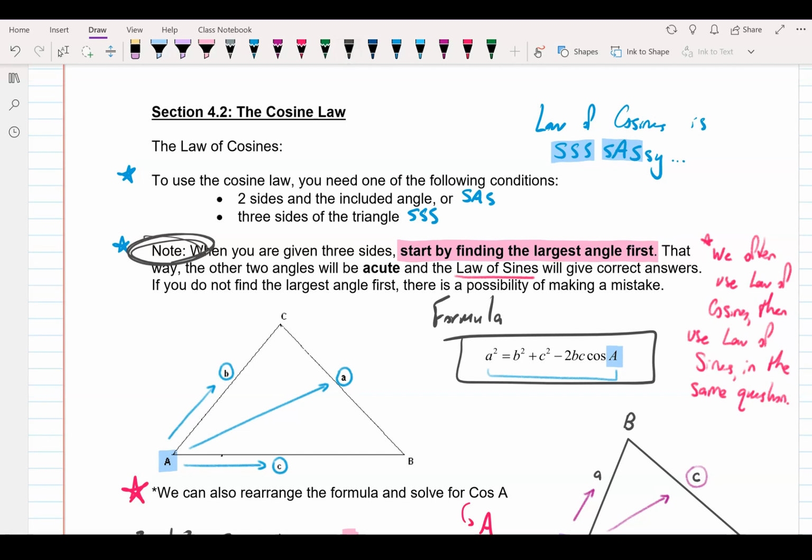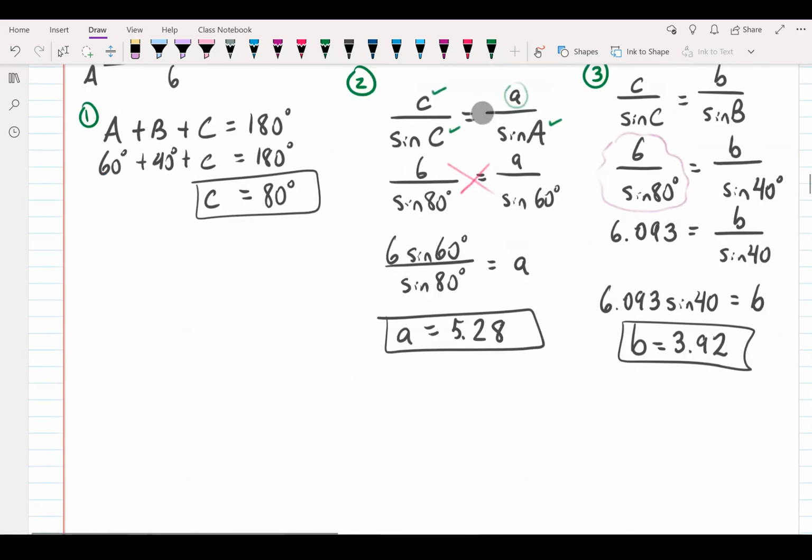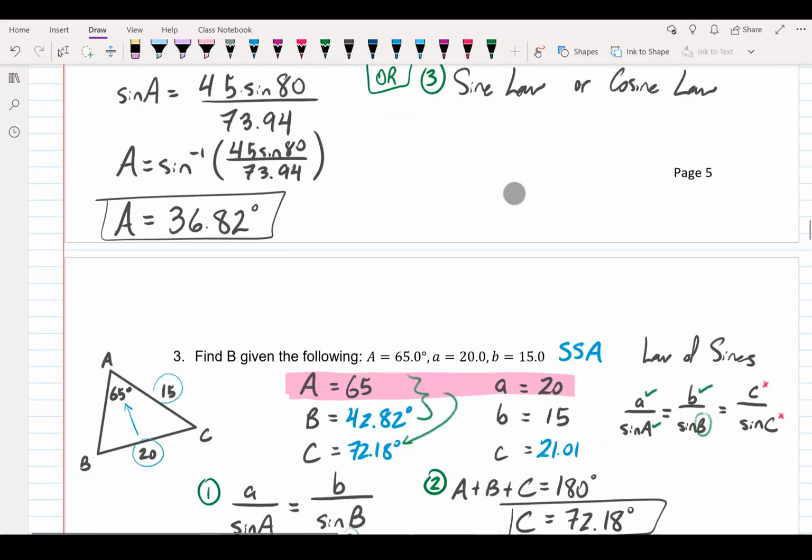Note, this note. What does it say? When you're given 3 sides, start by finding the largest angle first. That way the other 2 angles will be acute and the law of sines will give the correct answer. So this is saying that if you are given 3 sides, you should find the largest angle first. Everything will continue from there.